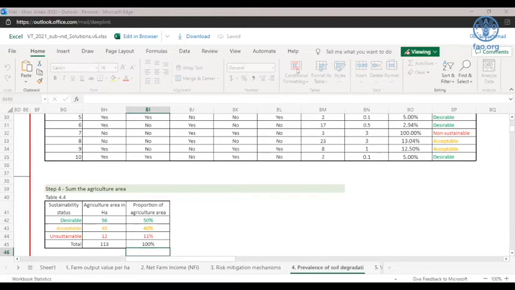But obviously, once this question is asked, the enumerator has to explain what we mean by soil erosion, what we mean by salinization, what we mean by waterlogging. So a brief explanation is given to the respondent once the question is asked, so that we get an appropriate reply from the farmer or the holder.